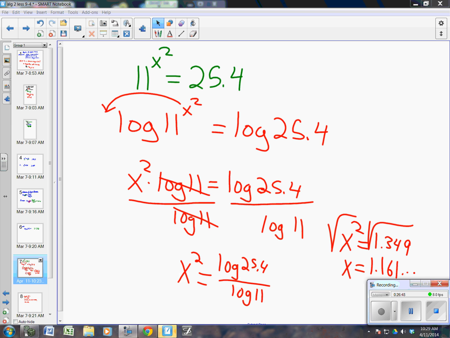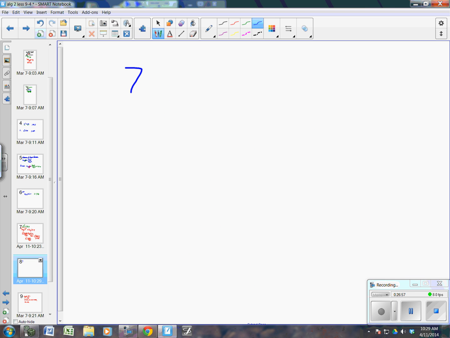Okay, I want to do one more. Okay, I want to do this one. 7 to the t minus 2 power equals 5 to the t power. Let's talk about this one. Let's see how far you guys can get on it. Let's see if you can do it.